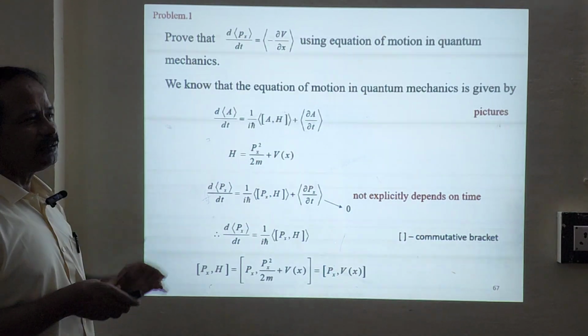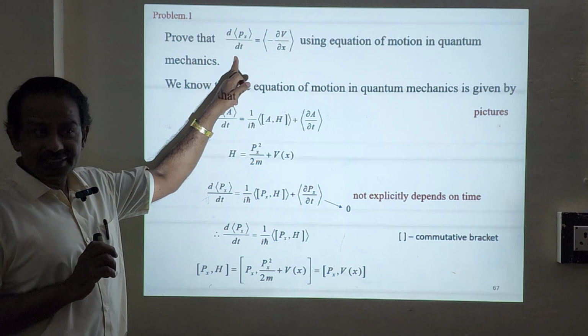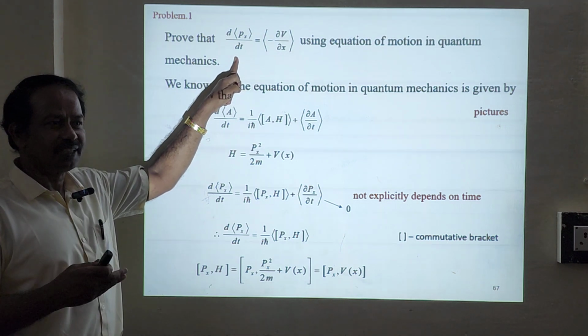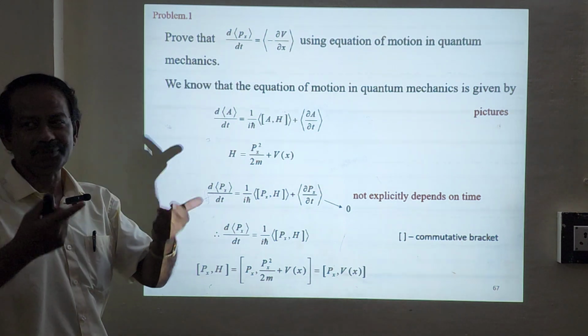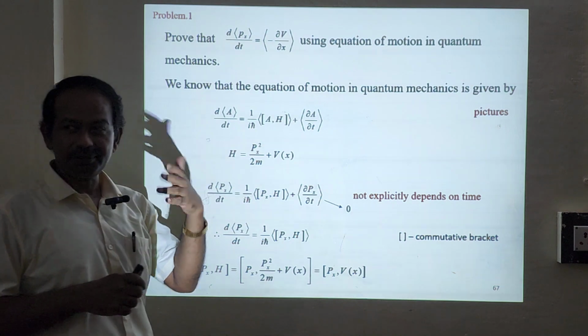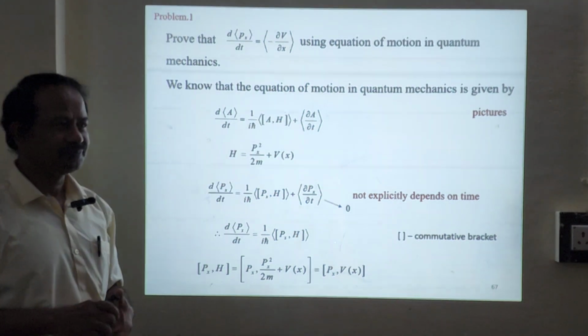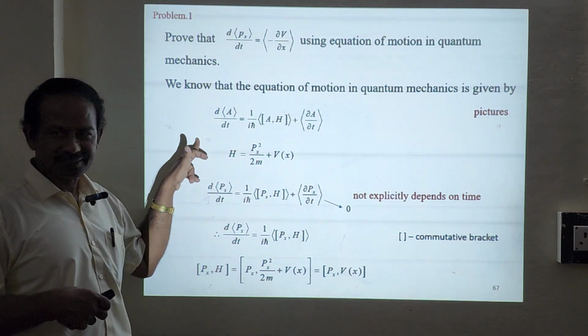This session, now we will solve one problem. This is the same problem which we have seen just now, the Ehrenfest theorem using the Schrödinger equation. But now we are going to do it the other way around. We are not going to use the Schrödinger equation. We are going to use equations of motion in quantum mechanics, which we will study in the next unit. I have written it in advance.